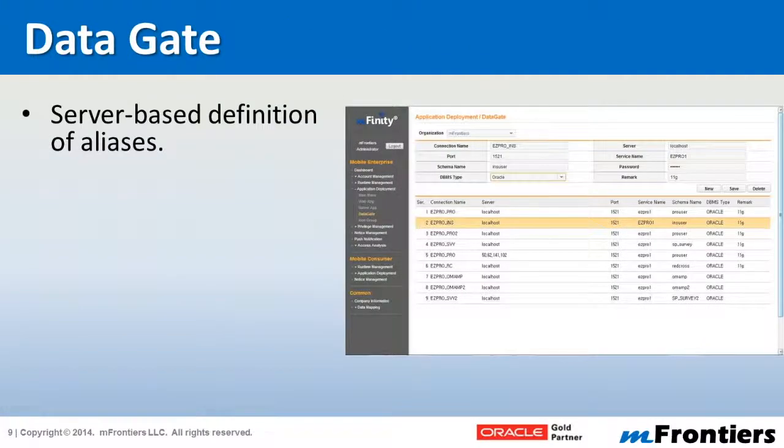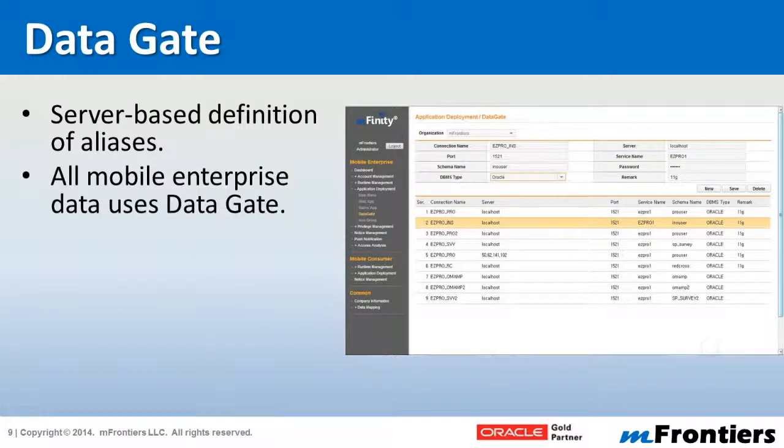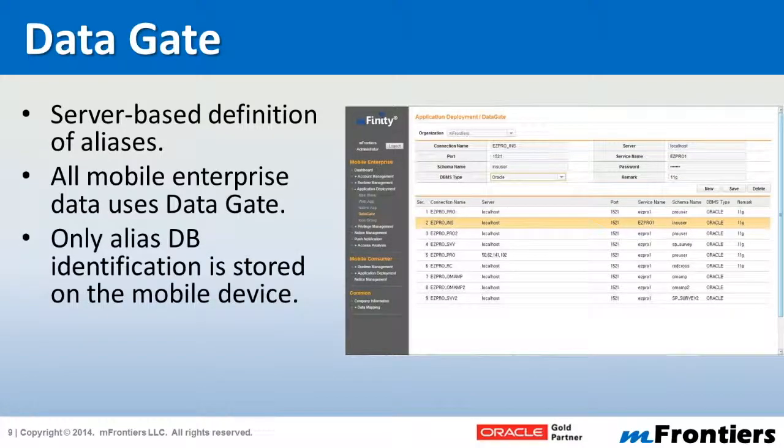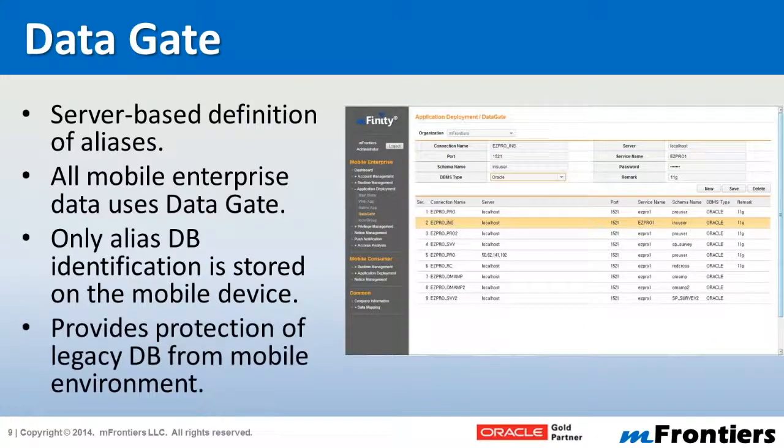Datagate is the server-side assignment of database aliases that are used by developers. With Datagate, only database aliases are stored on the mobile device. Since real database identification is never used in the database connection streams, this provides an additional layer of data security for the mobile environment.